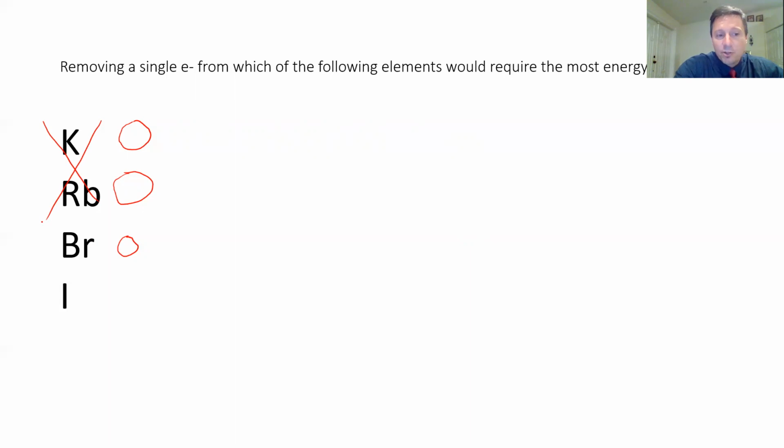Now we're going to look at between bromine and iodine. Iodine's directly under. As you go down, the radius increases, so iodine is going to be slightly bigger. So which one? Bromine. Bromine would have the most energy required to remove an electron. And that's the justification for that type of problem.